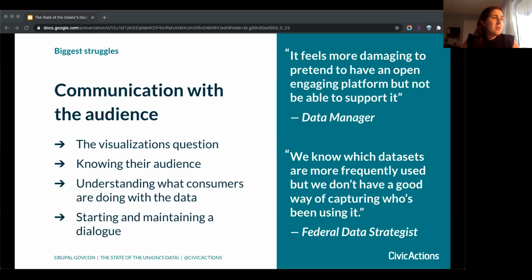We found that a lot of agencies don't know who their audiences are. For a lot of portals, the audience is everyone, but it's hard to serve everyone. And there was also difficulty understanding what consumers were doing with the data or using it for. There was difficulty having capacity to respond to inquiries about data, many because of the reasons that Jacqueline mentioned before, budgets and resources. And there was also difficulty connecting the public to the people that own the data or the experts that maintain the data with the right questions. So starting and maintaining a dialogue was very difficult because being able to get answers to the public takes time and capacity.